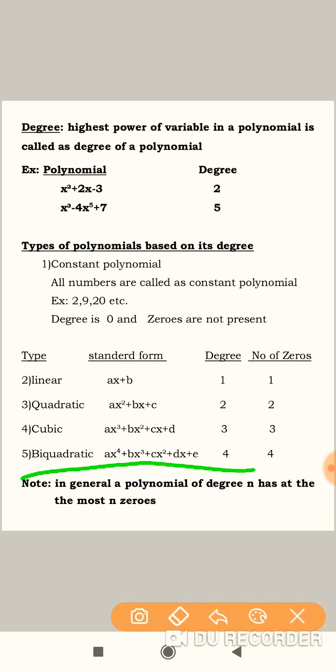The fifth one, that is biquadratic polynomial. Its standard form is ax raised to 4 plus bx cube plus cx square plus dx plus e, and its degree is 4 and the number of zeros depends upon the degree, that is 4.